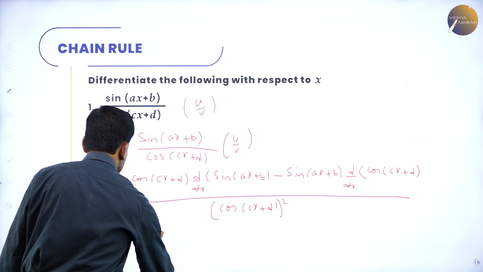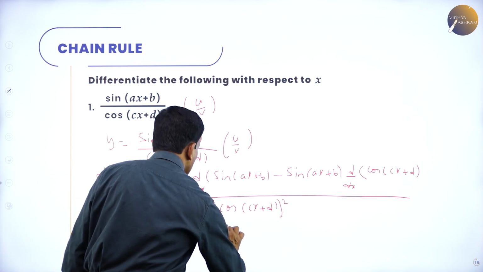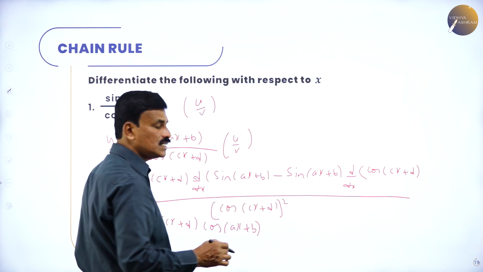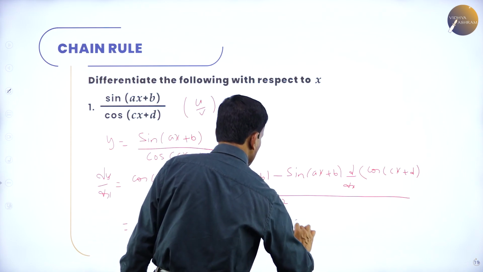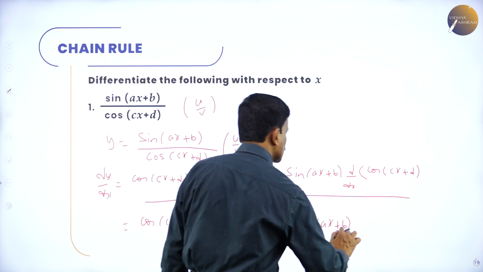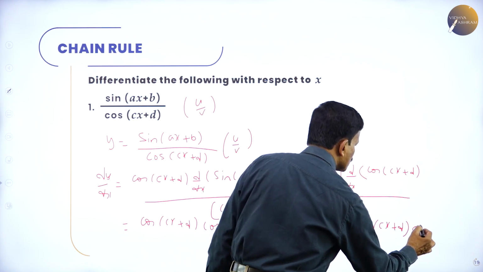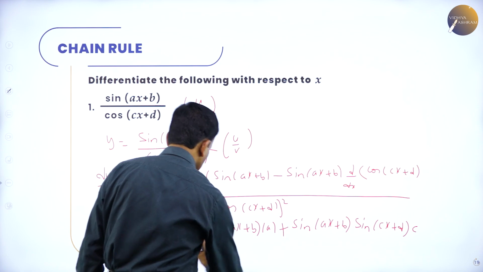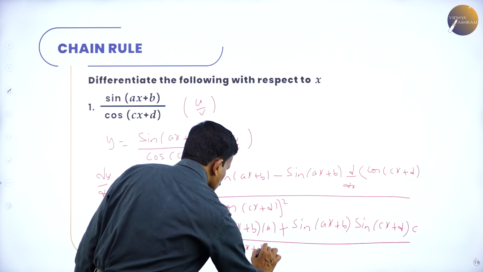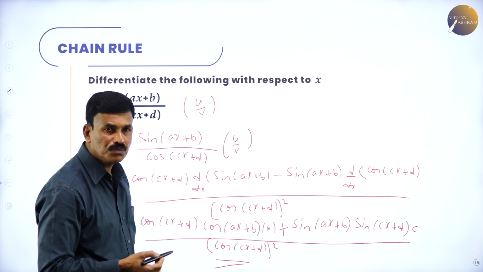Now this can be written as cos of (cx plus d) into the differentiation of sin, which is cos of (ax plus b), into the differentiation of ax plus b. Here a is a constant and the derivative of x is 1, so this is a. Minus, the numerator sin of (ax plus b) as it is, into the differentiation of cos, which is minus sin of (cx plus d), into the differentiation of cx, which is c, divided by the denominator square, that is cos of (cx plus d) whole square. That's it. This is how we differentiate by the u by v method.